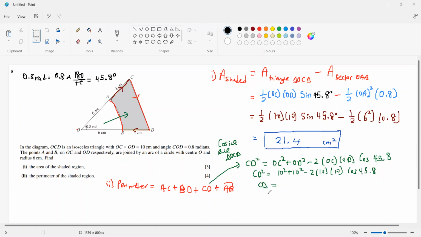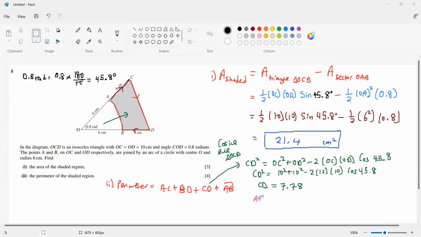Let's put it in the calculator. 10 squared plus 10 squared minus 2 times 10 times 10 times cos of 45.8. We get 60.56. When you square root that, it becomes 7.78. Okay, now we just need to calculate one last component, the AB part.